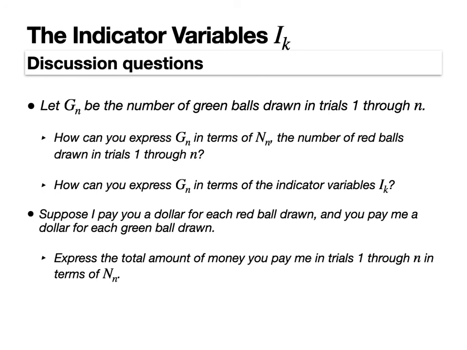We'll leave it here for now. When we come back, we'll actually look more deeply into the random variables N sub n, which are called binomial random variables. They give the total number of successes in trials 1 through n, and they're very important in probability theory. So we'll be looking at that next.